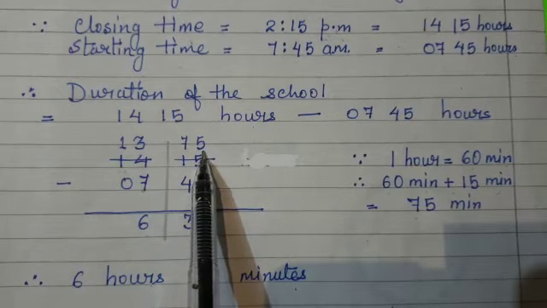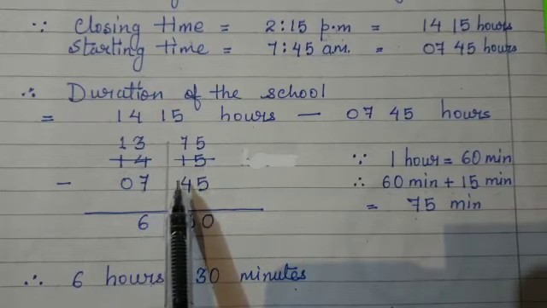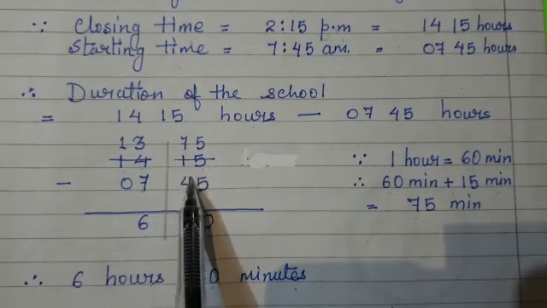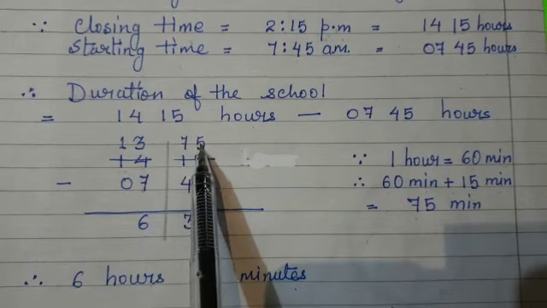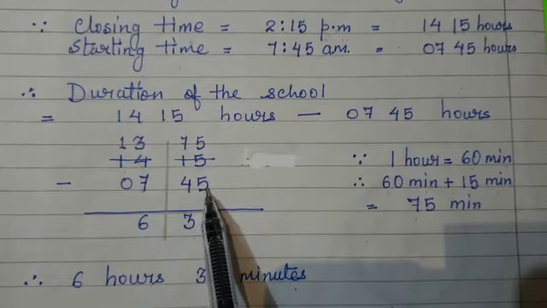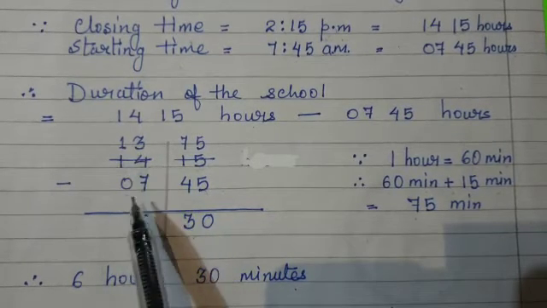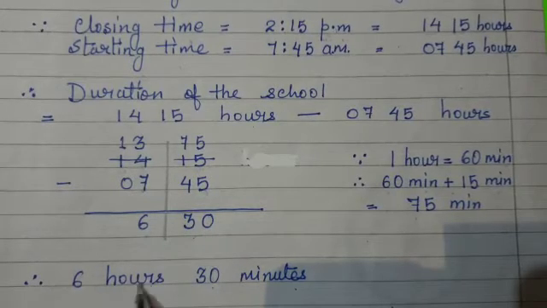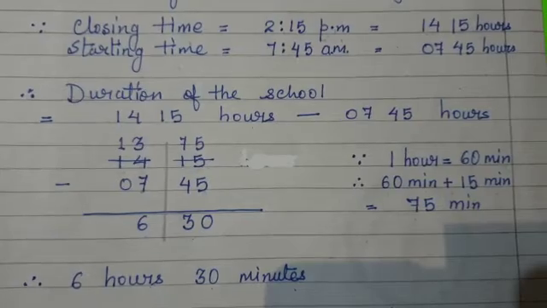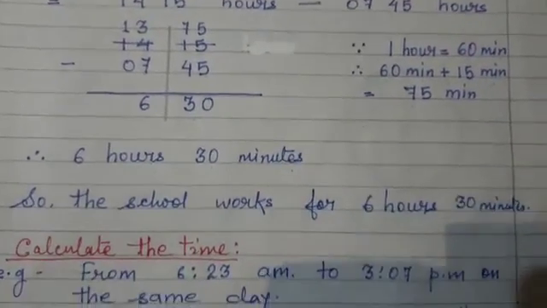I think it is clear to you. We are borrowing 1 hour and giving it to the minute segment. Therefore, we have to add 60 minutes to this 15 minutes and it is 75 minutes. And from this 75 minutes, we subtract 45 minutes and we get 30 minutes. And 13 hours minus 7 hours is equal to 6 hours. So finally, we get 6 hours 30 minutes. So what is the duration of the school? The school works for 6 hours 30 minutes.